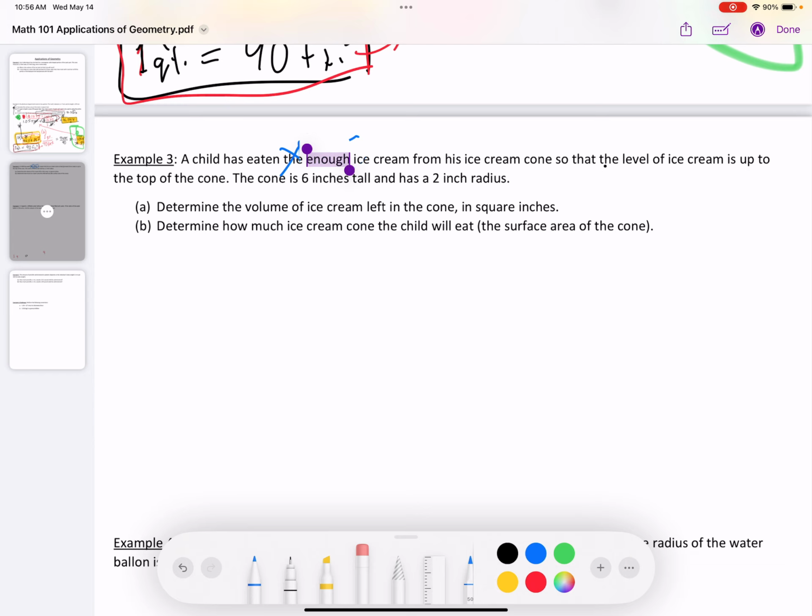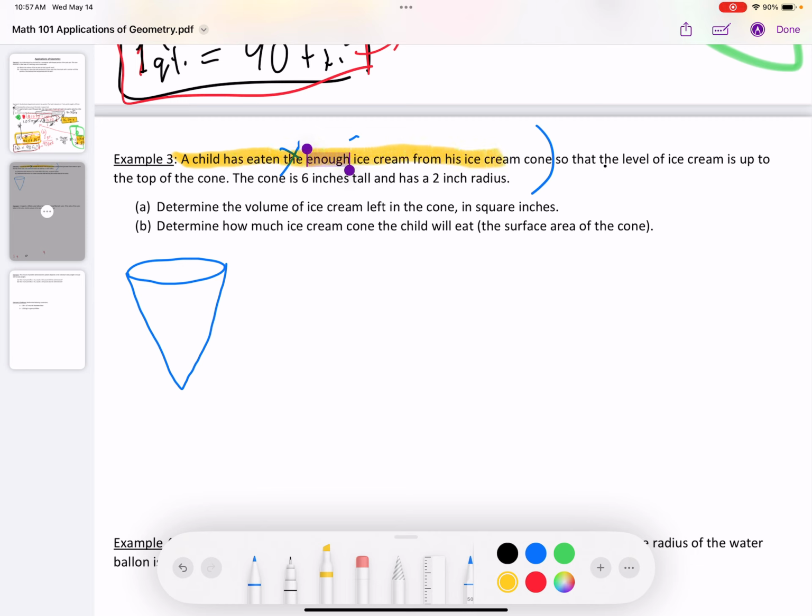The child has eaten enough ice cream from his ice cream cone. All right, I know what shape that is. I'm even going to stop reading right there. Ice cream cone. I know what that looks like. That's usually oriented upright, so the ice cream doesn't melt on your lap or whatever. Okay, now I'm going to continue reading. Usually that's what I'll do. If there's anything to draw along the way, I'll just draw it real quick.